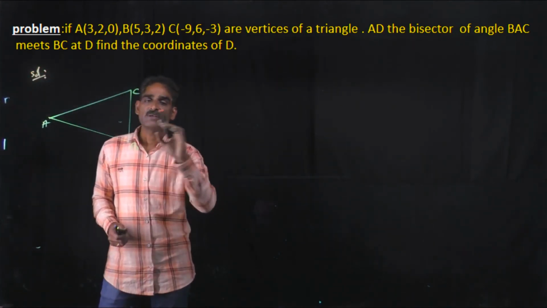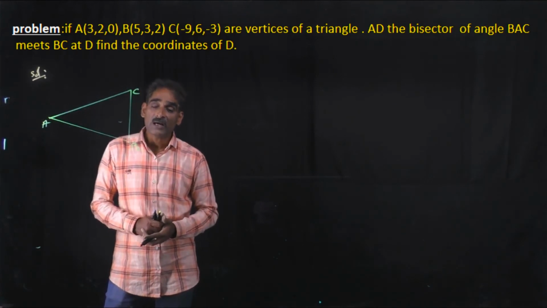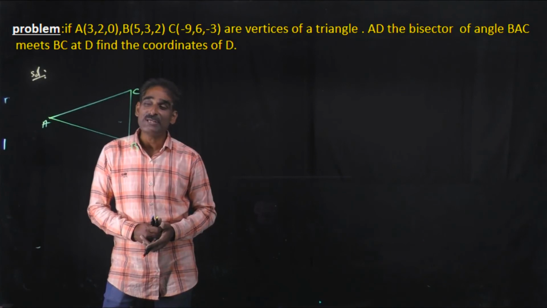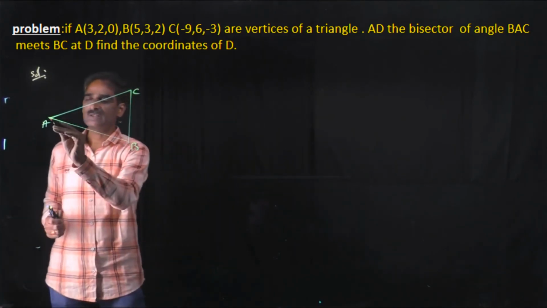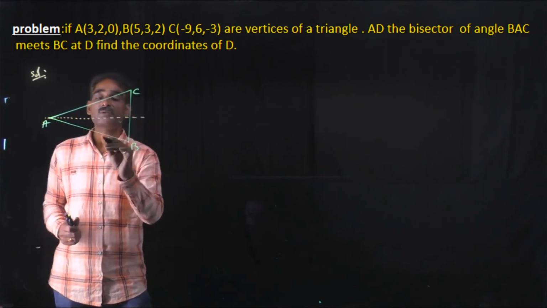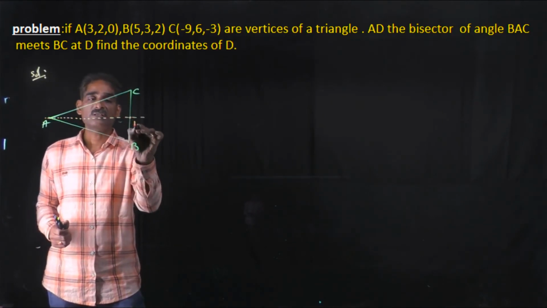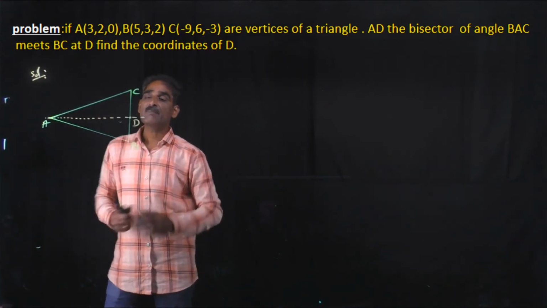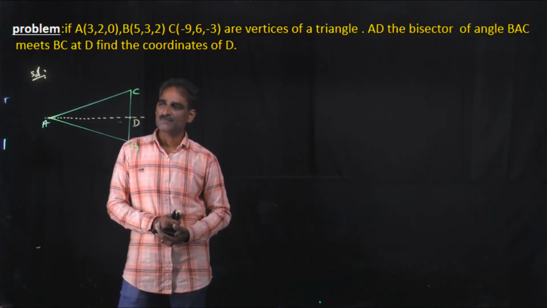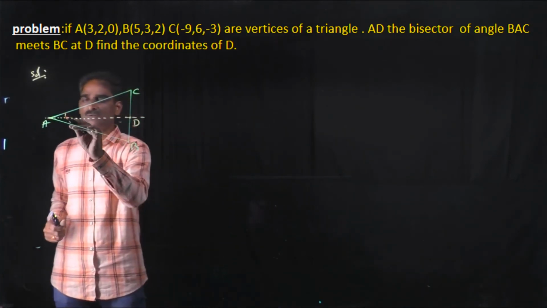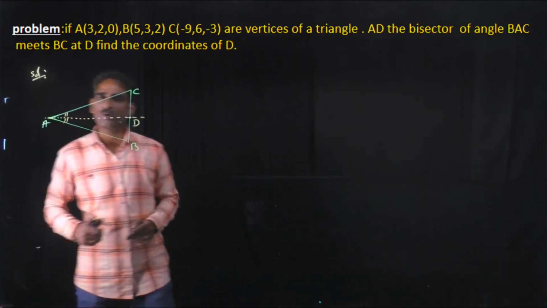We have given A, B, C are the vertices of a triangle. AD is the bisector of the angle BAC. So this is the bisector of BAC. Let us take this intersect point D on BC. AD is the bisector of BAC. This is bisecting the angle A. That means these two angles are equal.